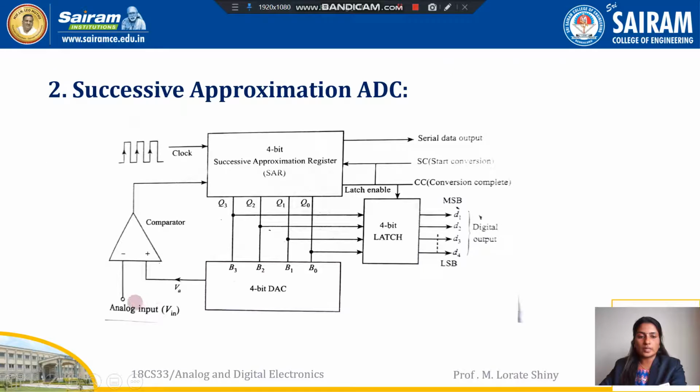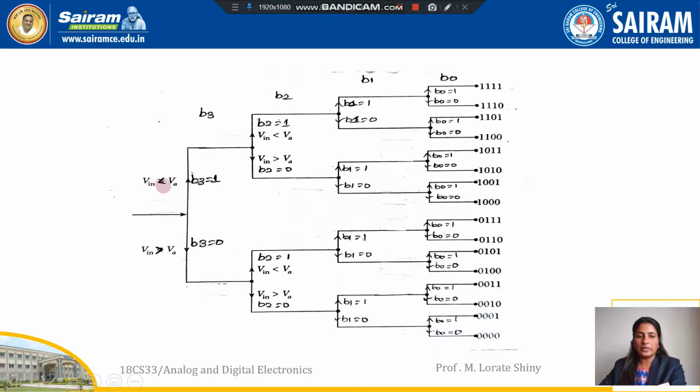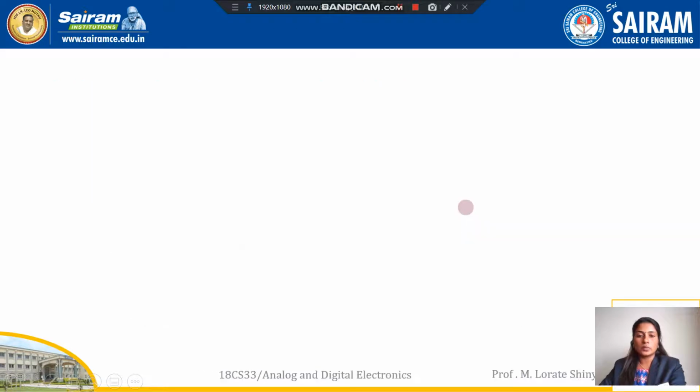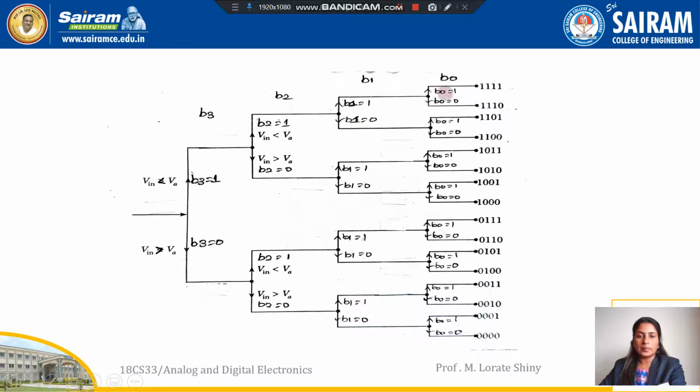You can see here two inputs are VIN and VA. For the comparator output to be 1, VA should be greater. Here we have 4 stages of comparison. This is a 4-bit output, a 4-bit device: B0, B1, B2, B3. So 4 levels of comparison: B0, B1, B2, B3. We'll see the first comparison. When VA is greater than VIN, B3 will be 1. If it is less, B3 will be 0.